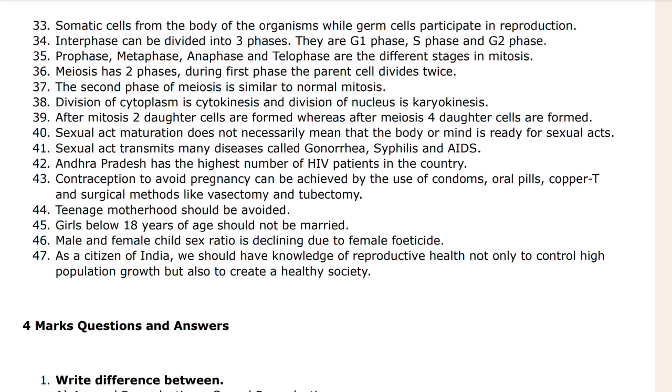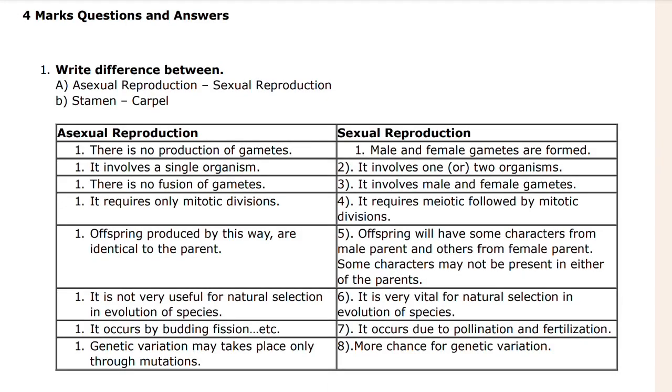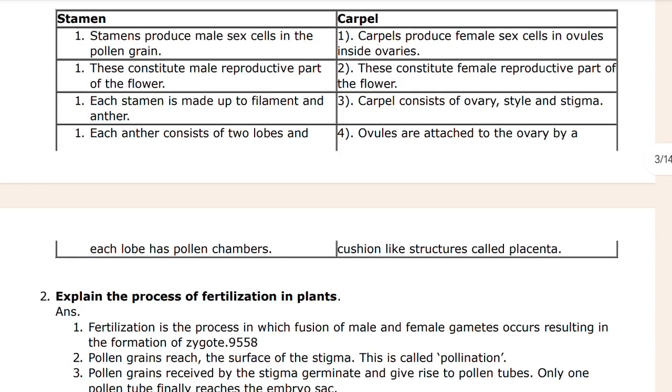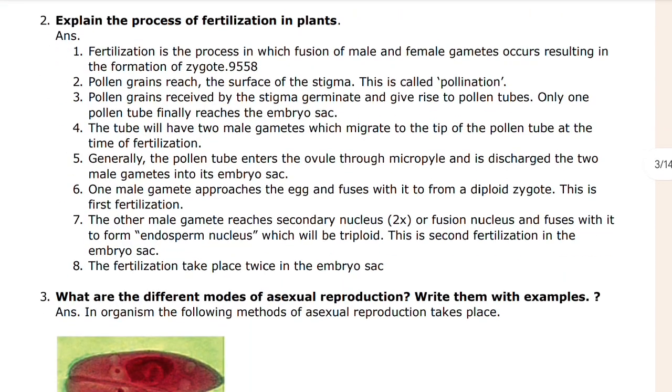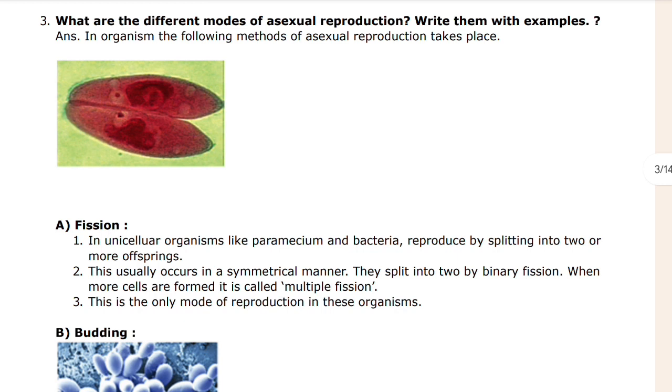According to your chapter, these are the important questions, whatever is in the important headlines and points already here. Then after that your 4 mark questions and answers. Write the difference between asexual and sexual reproduction, stamen and carpel. Then here you can see stamen and carpel. Explain the process of fertilization in plants. Then what are the different methods of asexual reproduction? Write them with examples.